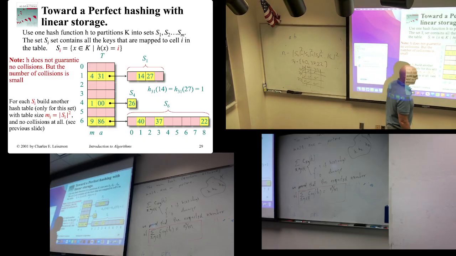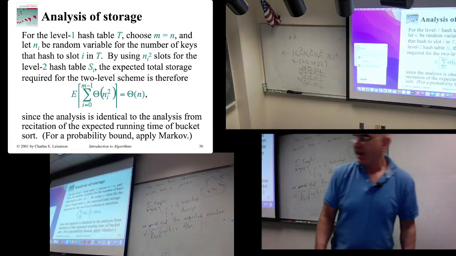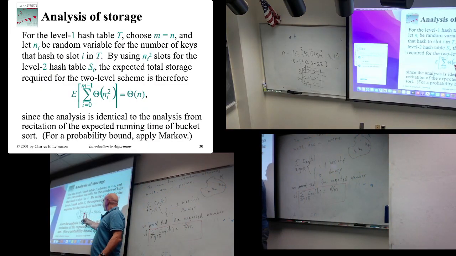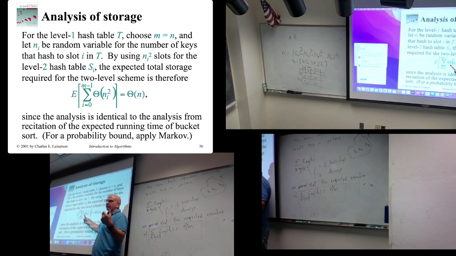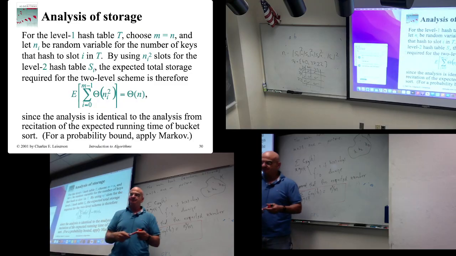Which just means that the expected sum of ni, the size of the set Si, squared, is the size of the table. This big thing is just the size of the table of quadratic size. Sum it up for all the different i's, all the different sets, and you're still in linear world. So the memory is still linear.